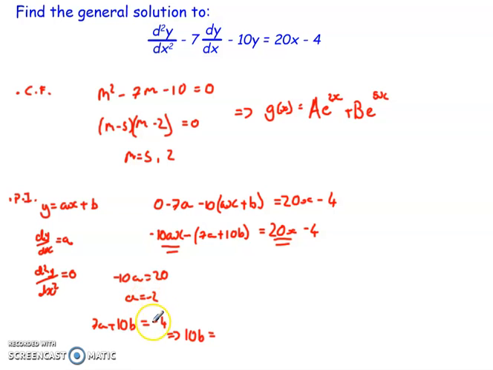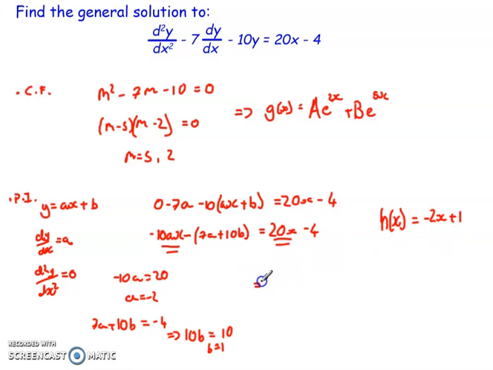So I've got negative 4 minus minus 14. So negative 4 plus 14, which gives me 10. So from that, I can say that b is equal to 1. So then my particular integral, let's call that h of x. What I can say to you is that h of x is equal to negative 2x plus 1.